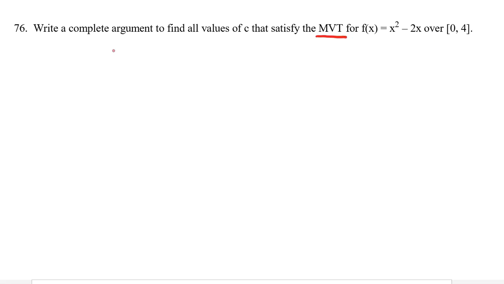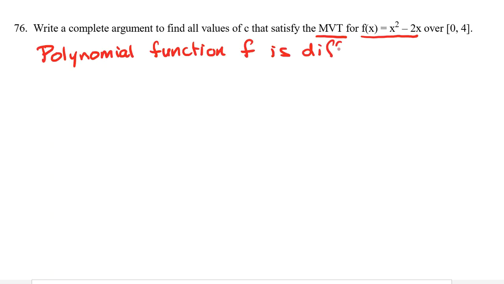So remember, the mean value theorem says if a function is differentiable, then at least once the instantaneous rate is equal to the average rate. So is our function differentiable? It's a polynomial function, so we know it's differentiable everywhere. Polynomial function f is differentiable, and it's differentiable from negative infinity to positive infinity if you wish to say even more. We really only care about the interval from 0 to 4.